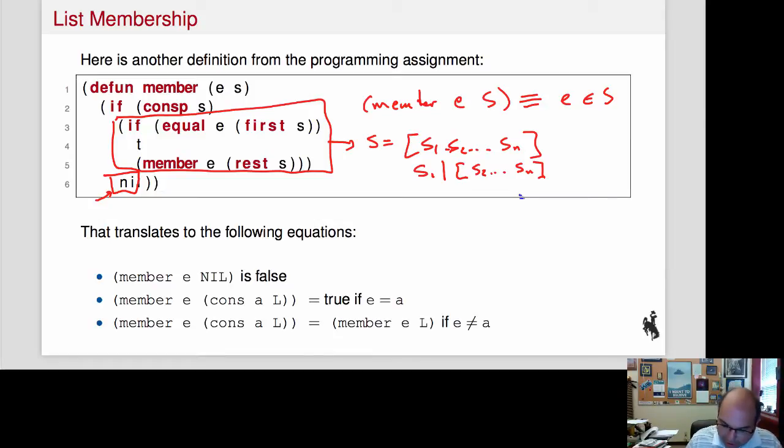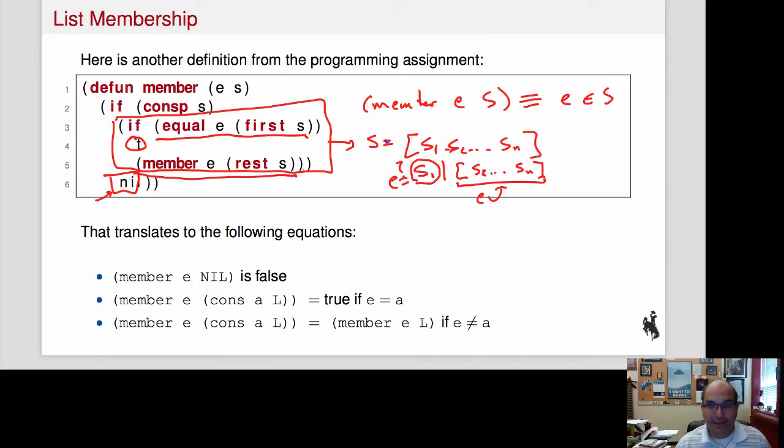Okay, so there's two ways that the element E could be in S. The first way is if E happens to be the first element of S. That means S1, right? So is E equal to that? That's the question. If E is equal to that, then absolutely yes. So we return T. Absolutely yes, E is a member of S. Otherwise, well, if that's false, then it must be the case that E has to be in here. Okay, and so we have E is a member of the rest of S. That's what the answer is. If E is a member of the rest of S, then yes, E is actually a member of S. If not, then actually no, E is not a member of S, right? So we can just return that.